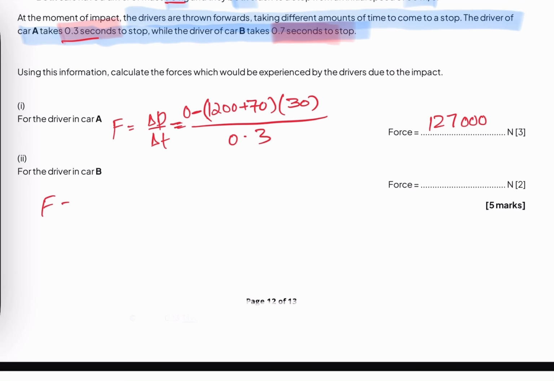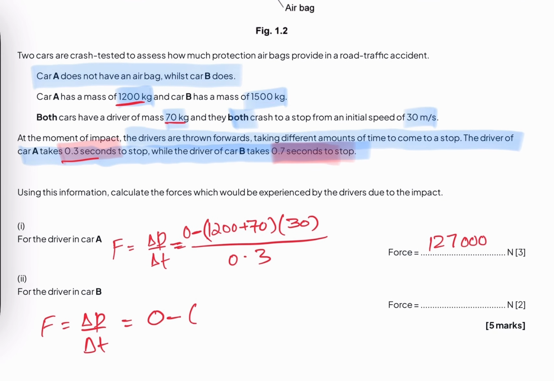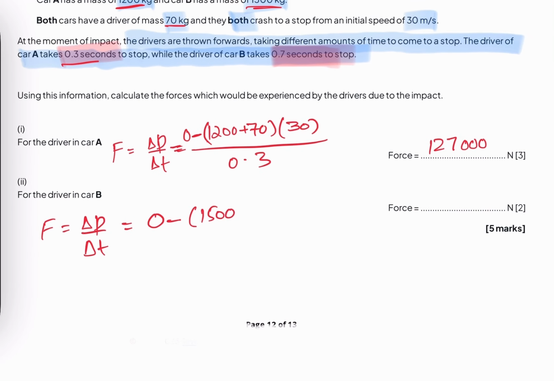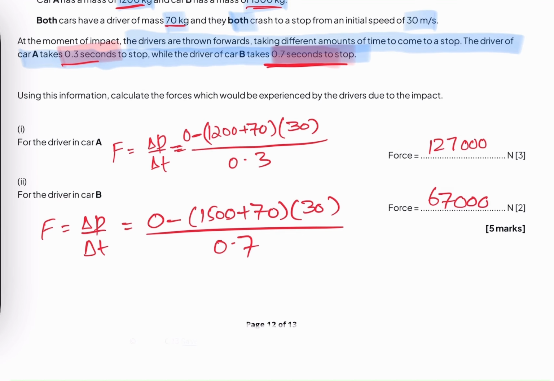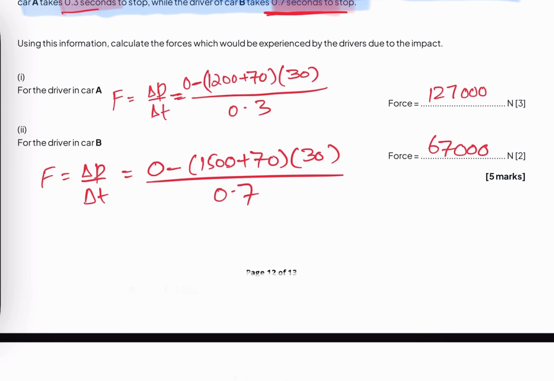For car B, it's change in momentum divided by time. Final momentum is 0 because after the crash the car will come to rest, minus initial momentum, which is mass times velocity. The mass of the car is 1500, and we have to add the passenger mass, multiplied by the velocity of 30, divided by the time of 0.7, so that will give you 67,000 newtons. So force A is greater, force B is less. Why is force B less? Because there is a greater time.